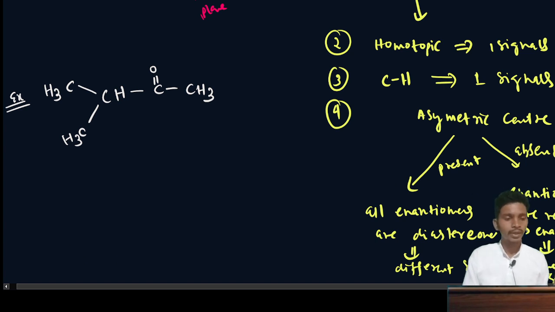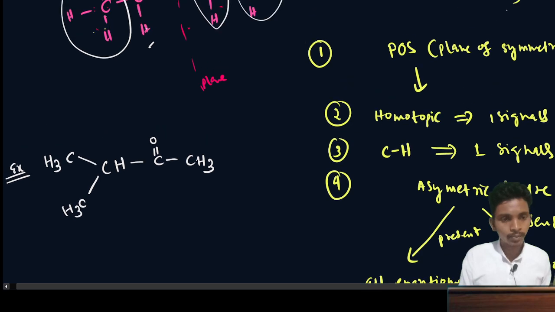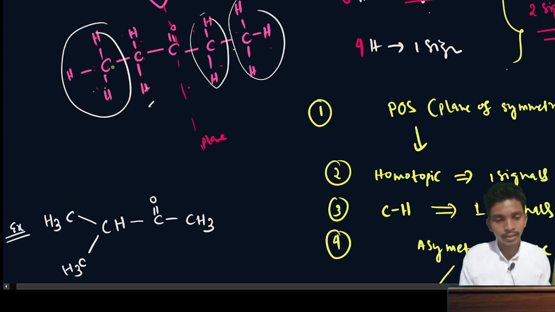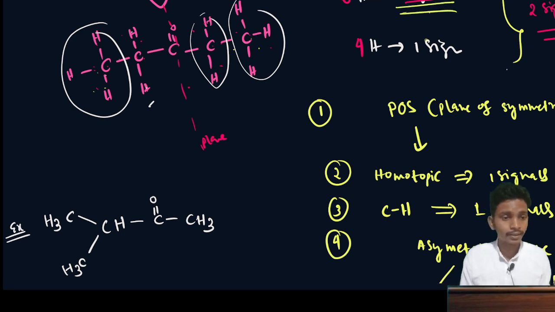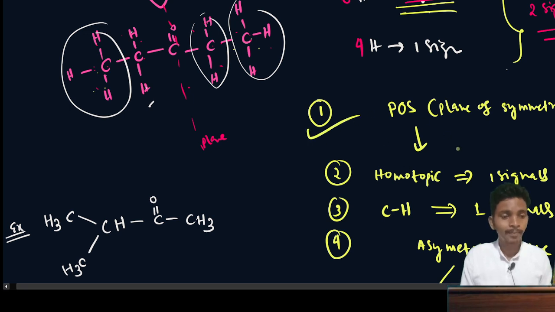Okay, so this is the way we look. First we look at whether POS is present; in that case it will give the same signal. So whatever this gives, this gives. So in total, 6 signals give 1 signal. First we will look at POS, the plane of symmetry.